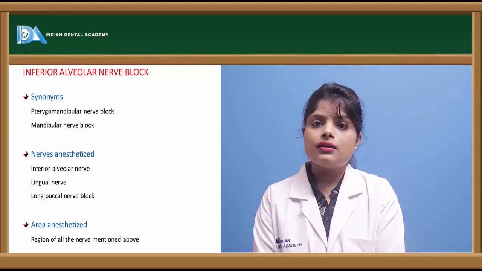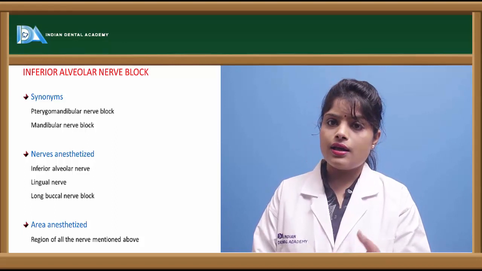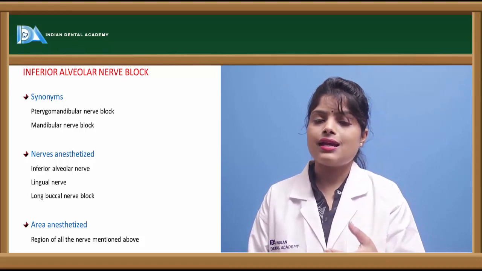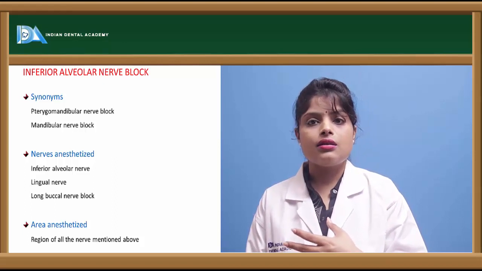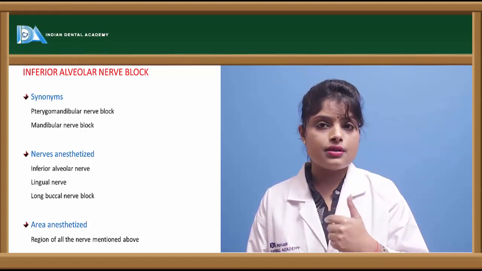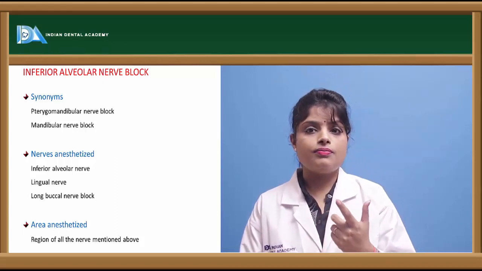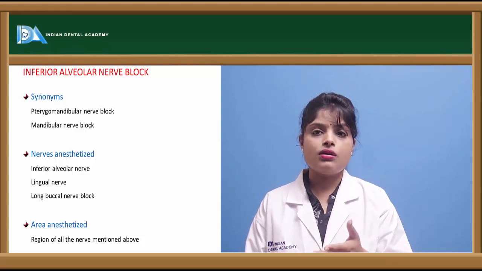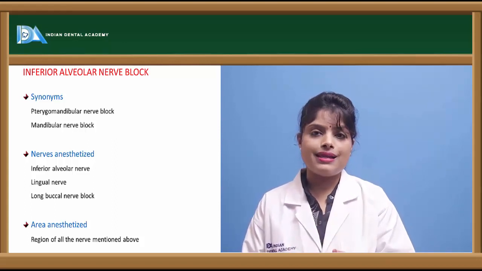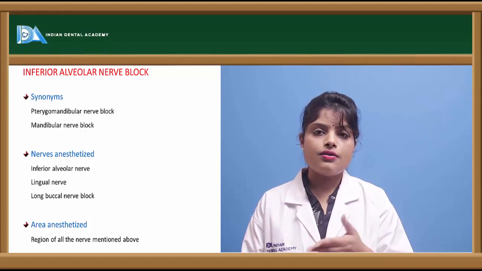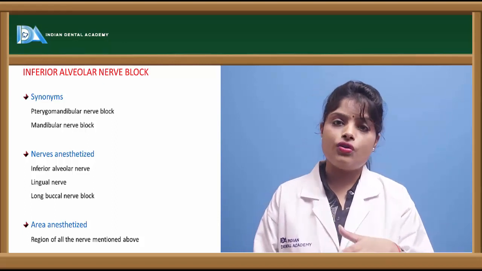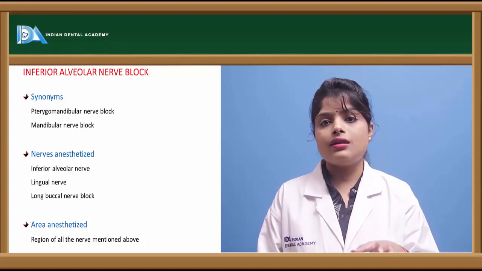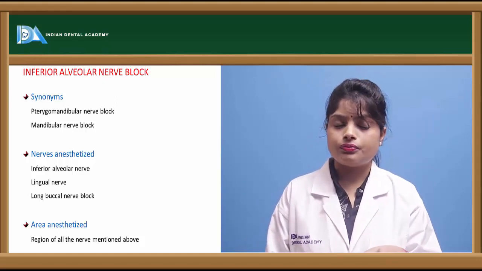So basically, this inferior alveolar nerve block is responsible for anesthetizing the mandibular posterior teeth, that is the molars, the mesiobuccal part of the first molar, and the buccal region, the palatal regions. The nerves which are anesthetized in the inferior alveolar nerve block are the inferior alveolar nerve, the buccal nerve, and the lingual nerve.